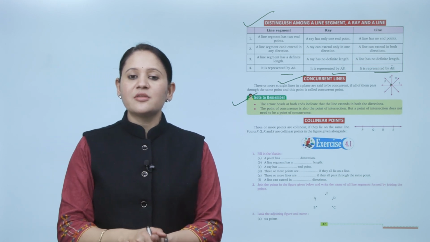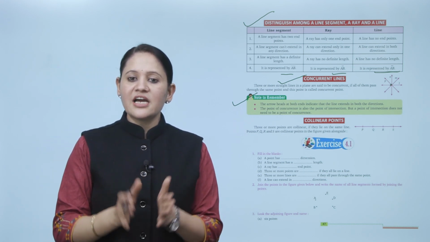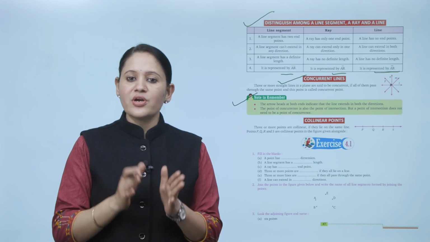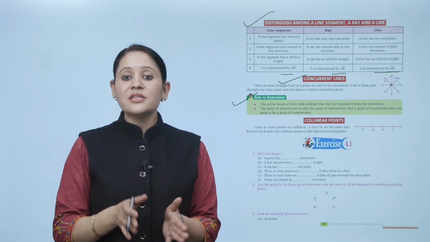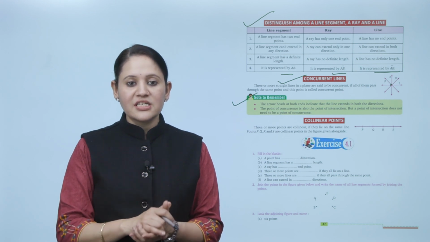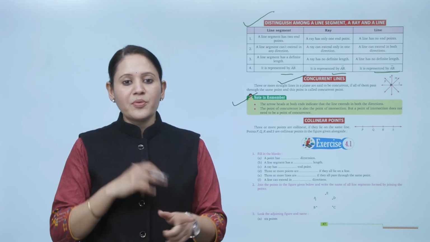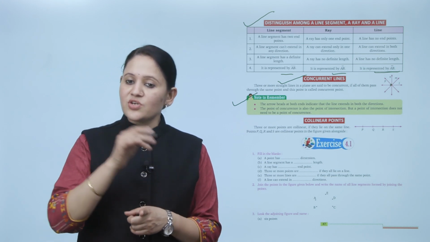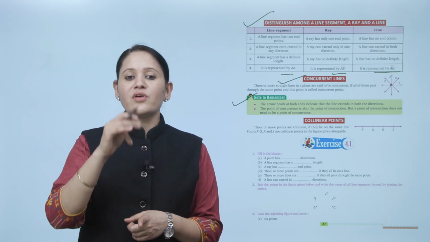Next is note to remember. The arrowheads at both ends indicate that the line extends in both directions. The point of concurrence is also the point of intersection, but the point of intersection does not need to be the point of concurrence. Clear? जो point of concurrence होता है that is the point of intersection, बस ज़रूरी नहीं है कि जो intersection का point है वो point of concurrence भी हो.